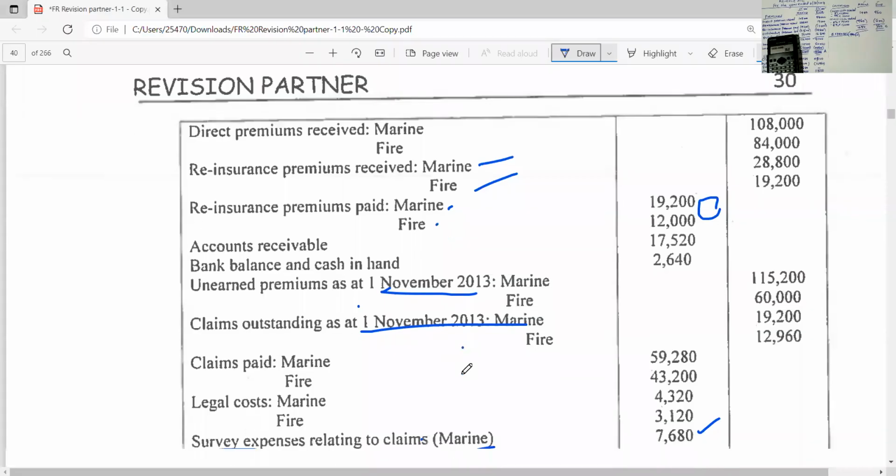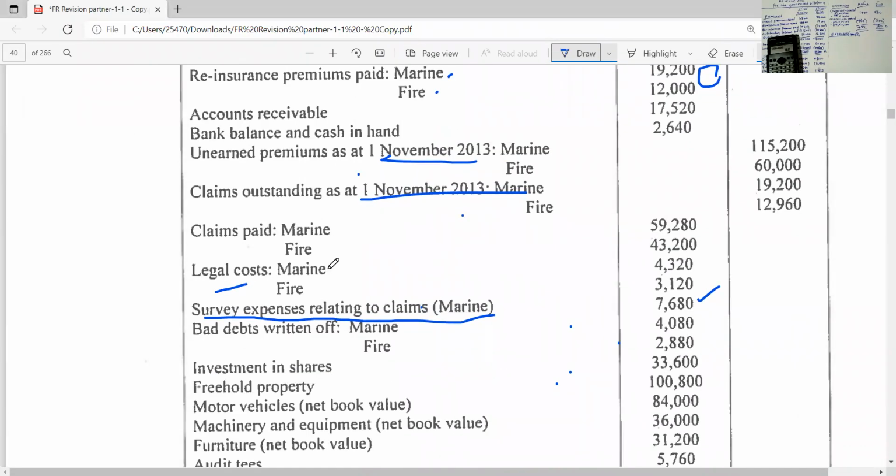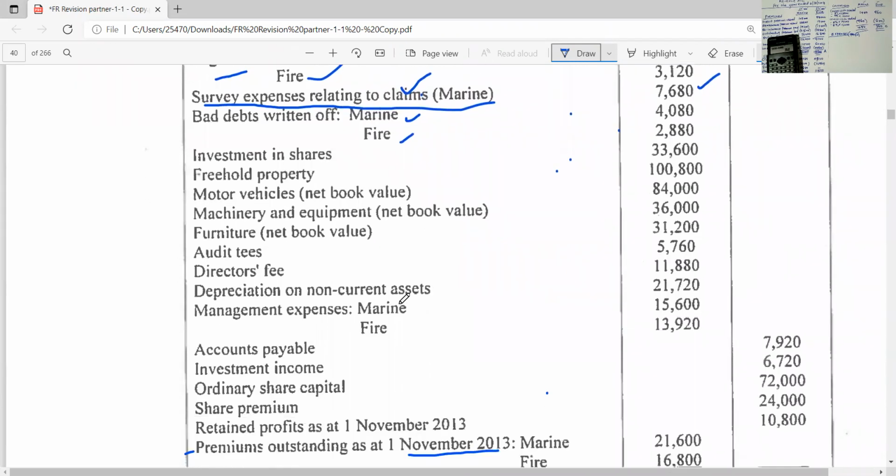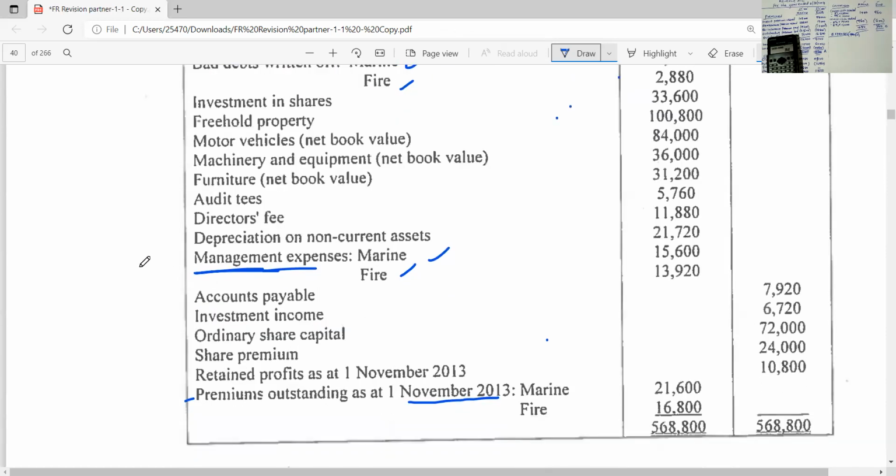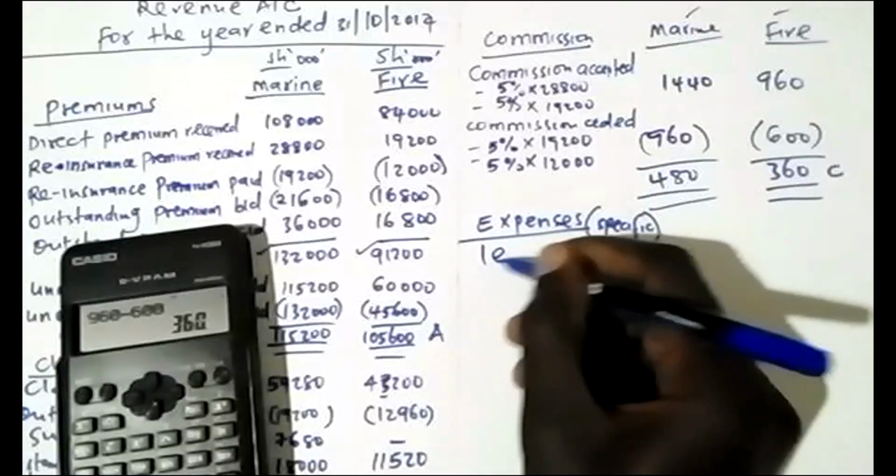So some of the expenses which are specific here, you can see legal costs. It's very specific to marine and fire. We have things like bad debts written off. Because for survey, we have already recorded it under claim. This one was concerning claim. You don't have again to record it as expense. So we have legal costs, bad debts written off, and management expenses that are very specific. For the others, like audit fees and directors' fees, these are general for the insurance firm, and they will be recorded under the general income statement. So we have to record the three: the legal cost, bad debts, and management expenses, because they were very specific.